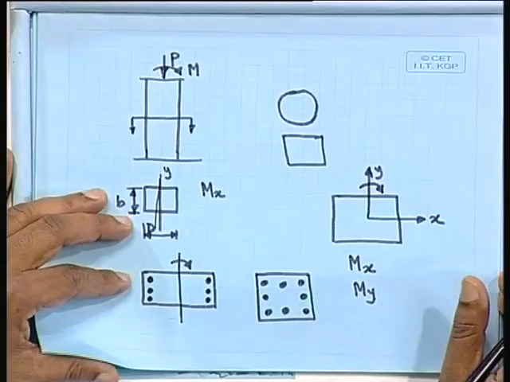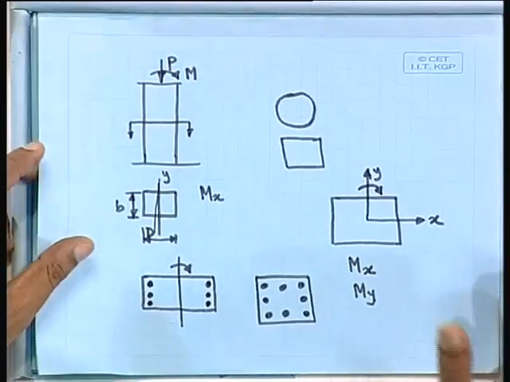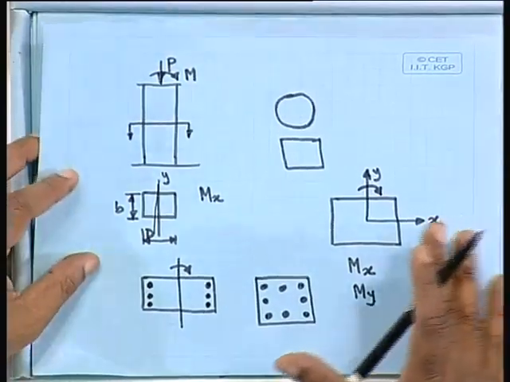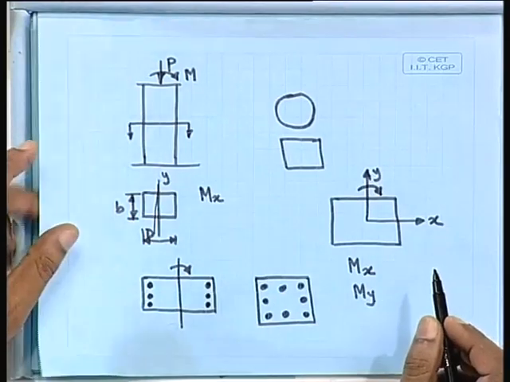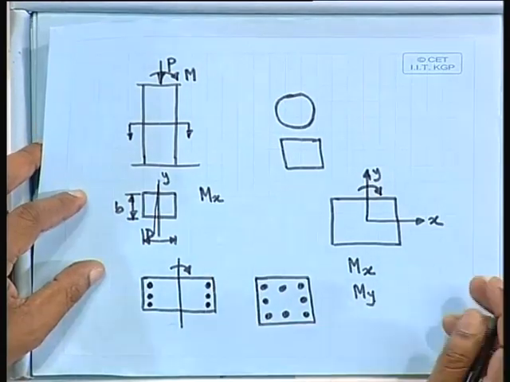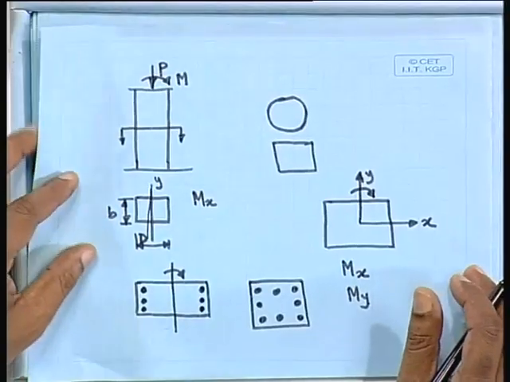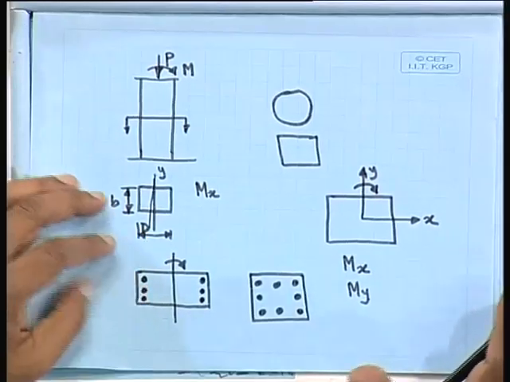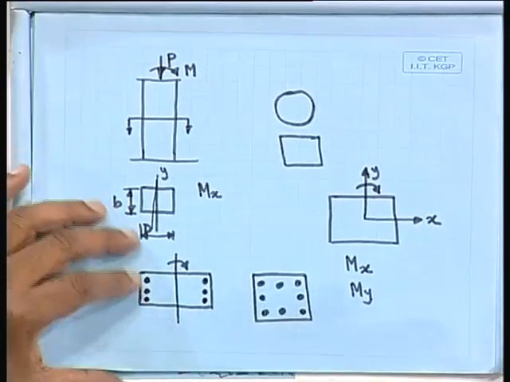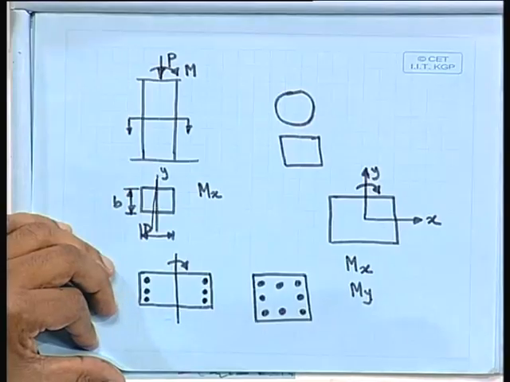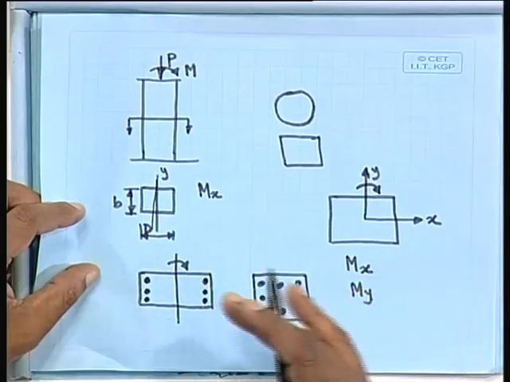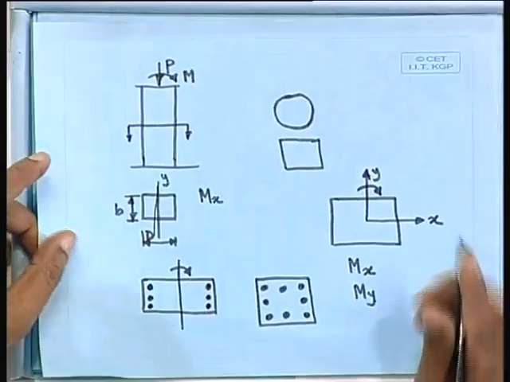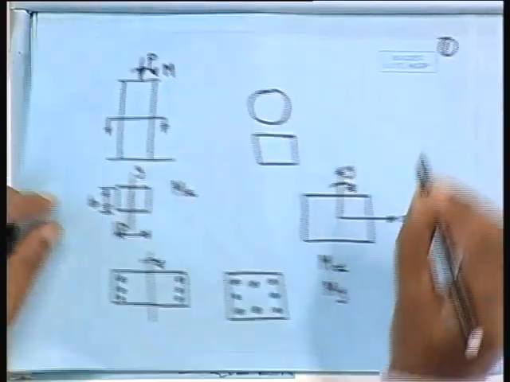Now, what does our code say? How shall we start the design? So far we know how to design an axially loaded column, but how do we design for, say, uniaxial bending? Uniaxial bending means axial load plus moment about one axis, or moment about the major axis. If that be the case, then how shall we design?